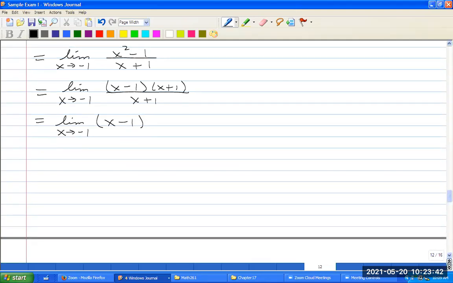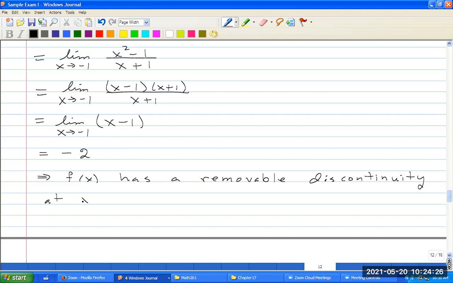And so as x approaches -1, x minus 1 approaches -2. Since the limit exists, and since the function is discontinuous at that particular point, then I have a removable discontinuity when x is equal to -1. So f has a removable discontinuity at x equal -1. Okay, so you found the location of your removable discontinuity.